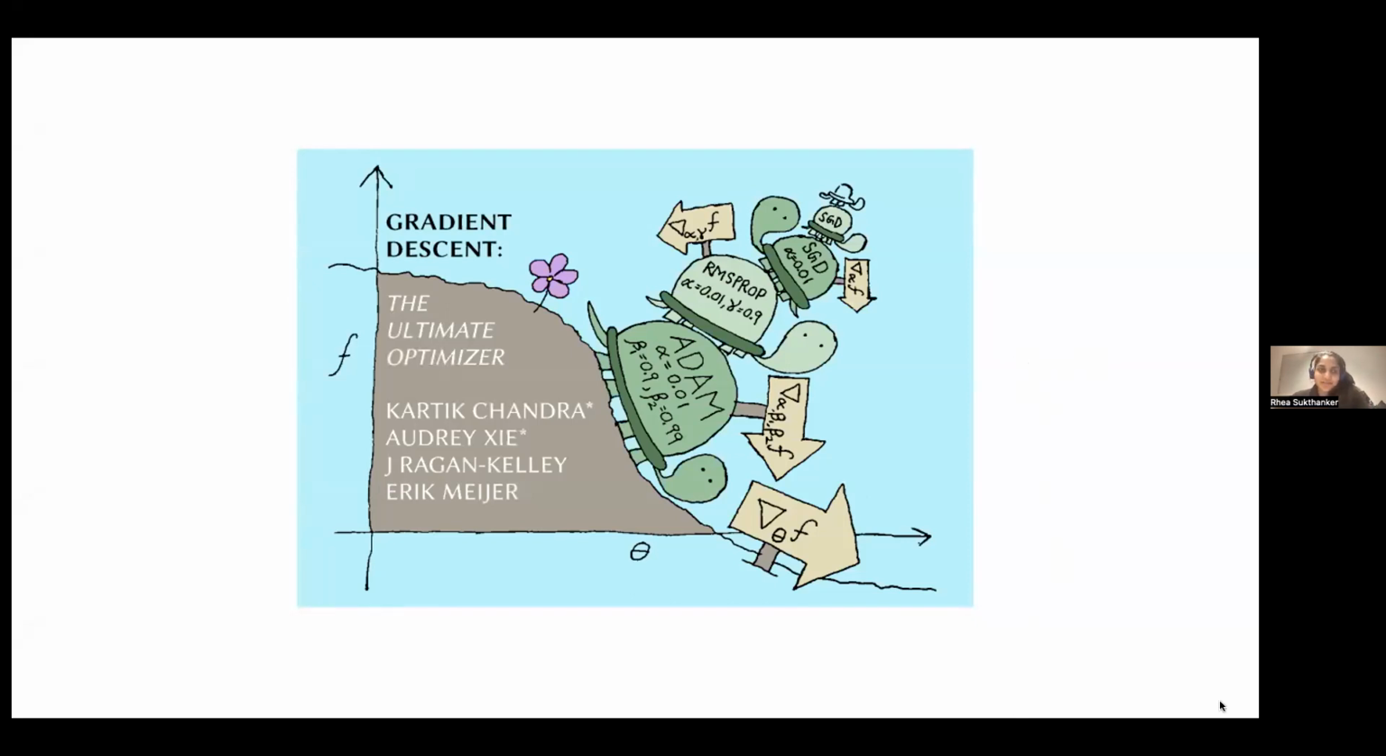Today's speakers are Kartik, who is a PhD student in visual computing at MIT, and Audrey, who's an undergraduate student at MIT. They will be talking about their paper, Gradient Descent, the Ultimate Optimizer, which shows how to efficiently compute hypergradients to tune hyperparameters of different optimizers. So without further delay, I would hand over to Kartik and Audrey.